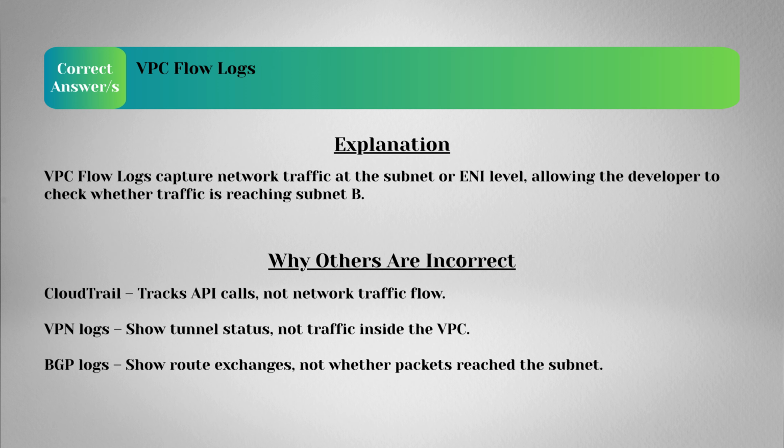CloudTrail tracks API calls, not network traffic flow. VPN logs show tunnel status, not traffic inside the VPC. BGP logs show route exchanges, not whether packets reached the subnet.